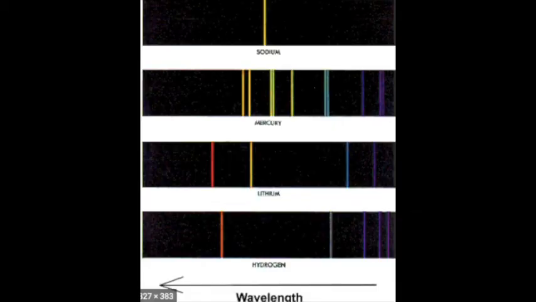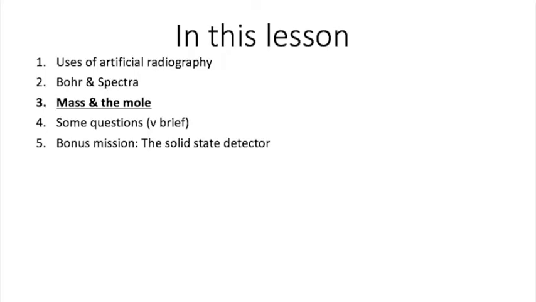Because different elements have different electrons in various shells, they'll emit light in particular spectra that are unique to them. So we can use this to identify them like we discussed earlier.